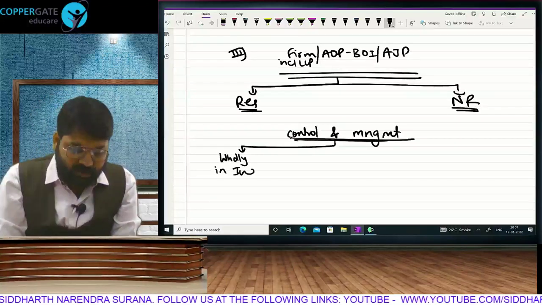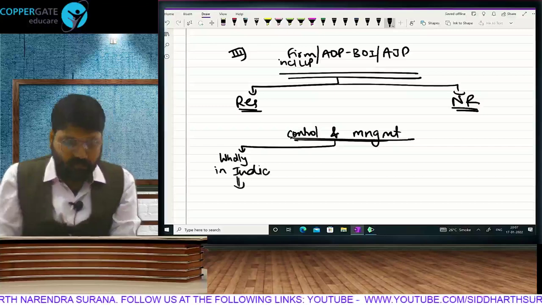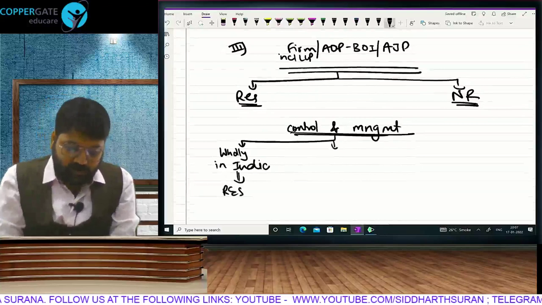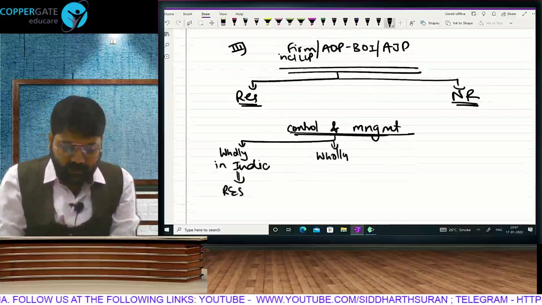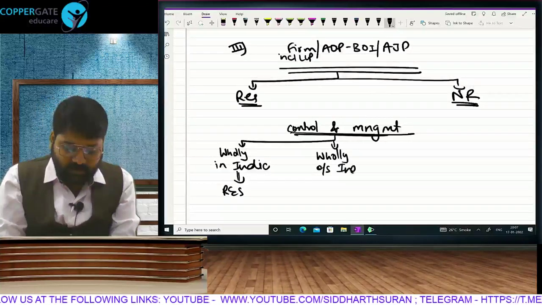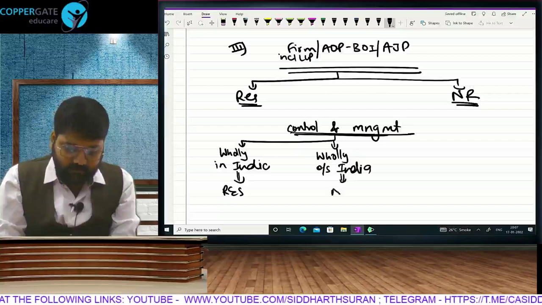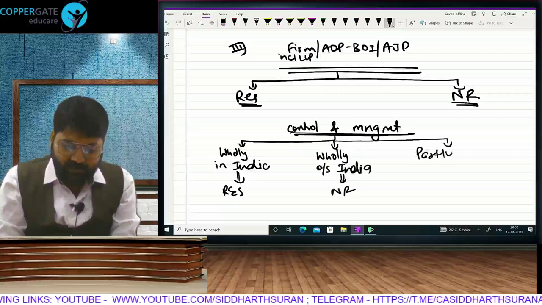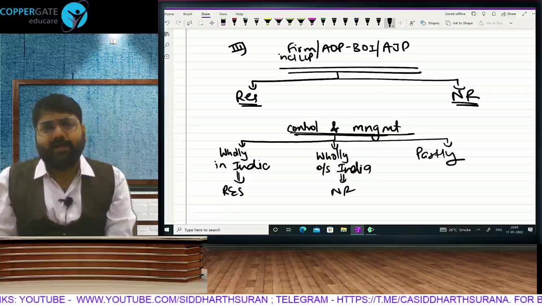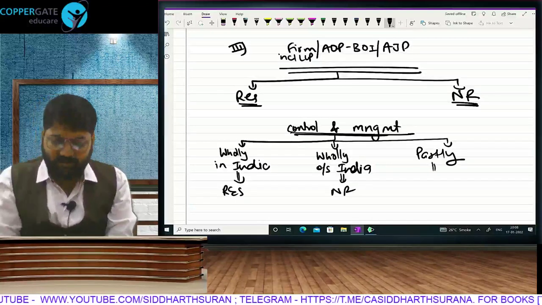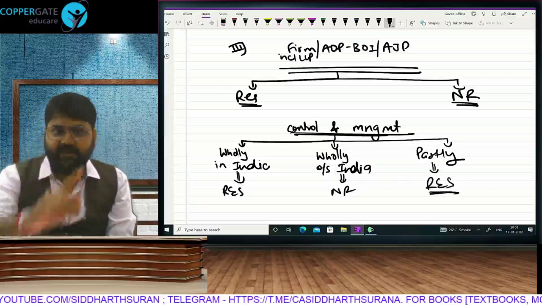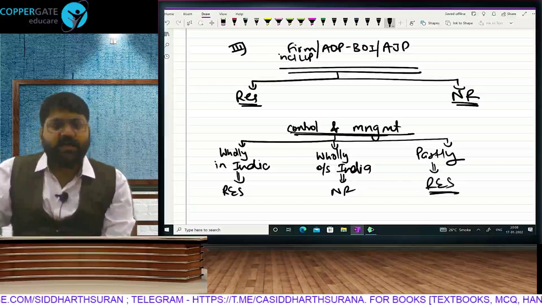So if the control and management is only in India, what do you have as your answer? Resident. If the control and management is wholly outside India, then what's your answer? Non-resident. And if the control and management is partly in India, partly outside India, then what's your answer? In other words, even if one decision is taken in India, it will be resident.